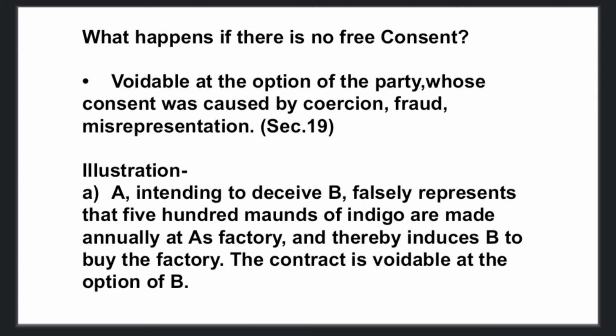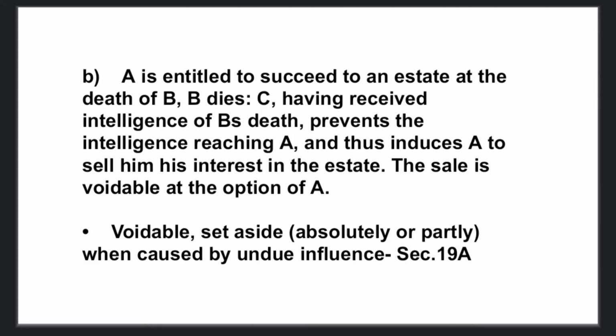Now let us see another example. A is entitled to succeed to an estate at the death of B. B dies. C, having received intelligence of B's death, prevents intelligence reaching A and thus induces A to sell him his interest in the estate. The sale is voidable at the option of A. In this case, he has not misrepresented, but he has fraudulently done that. So in this case, the contract is voidable.